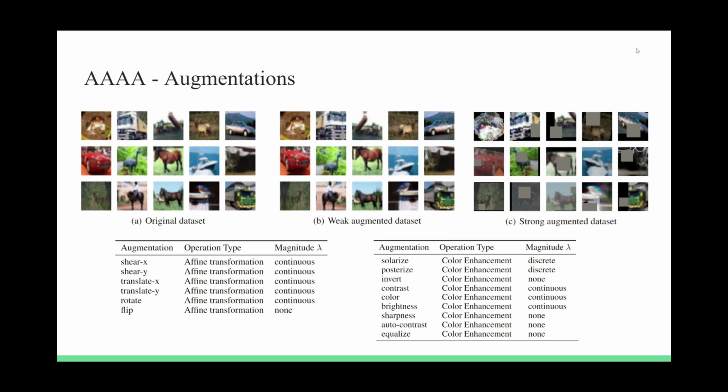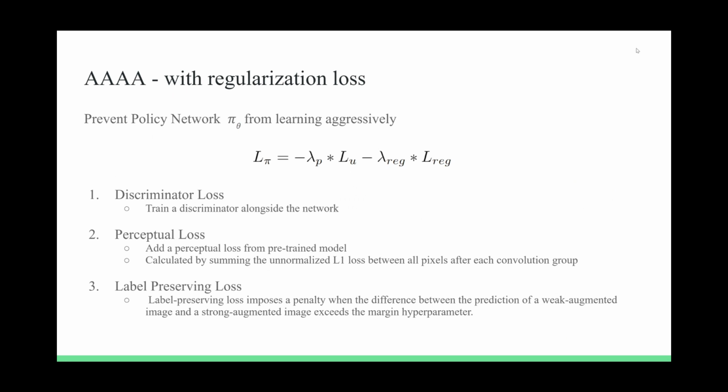This is the configuration for the augmentation that is used in the experiments. To prevent the policy network from learning aggressive transformations, we tried adding some regularization losses. First, we tried adding a discriminator to discriminate the policy augmented images. Second, we added perceptual loss using a pre-trained model. Third, we added label preserving loss to preserve semantic label information of the images.